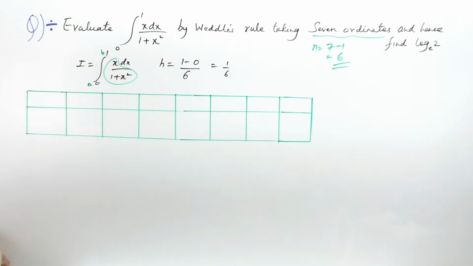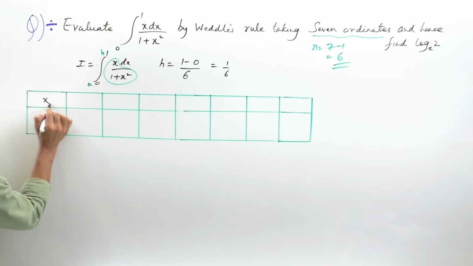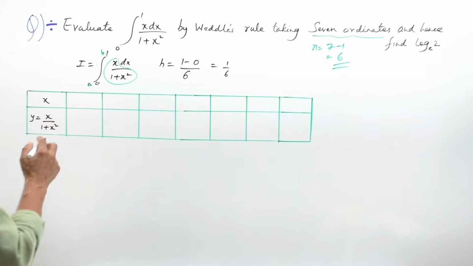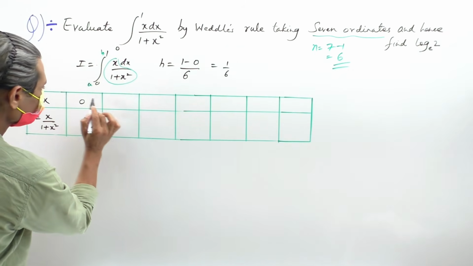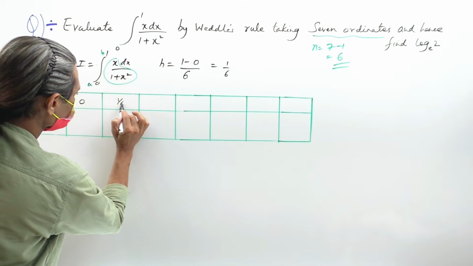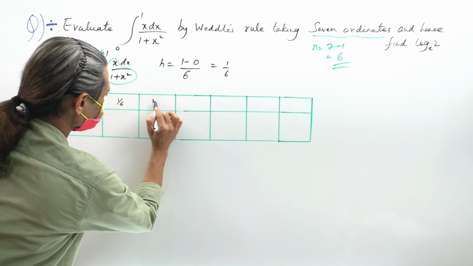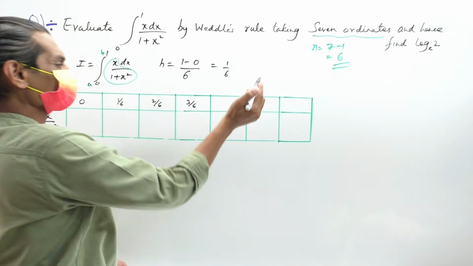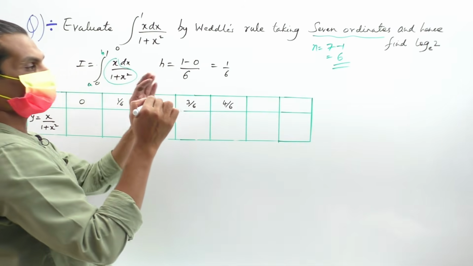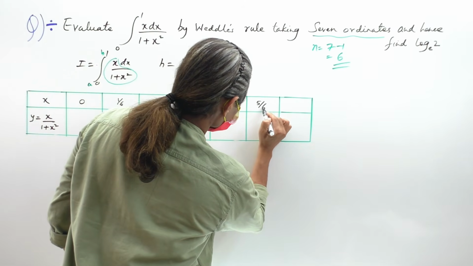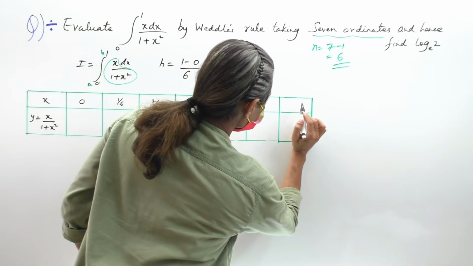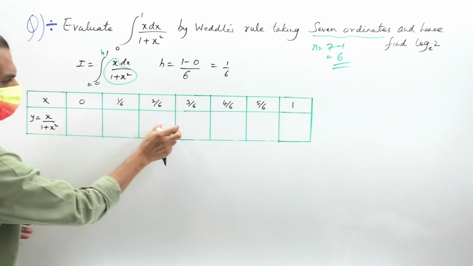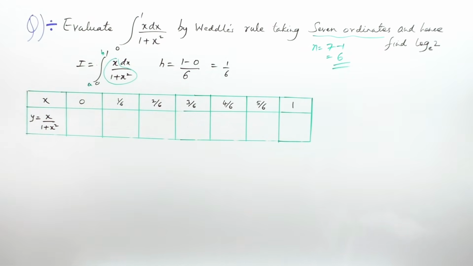Now we make the table here. One column is x, another is y equals x over 1 plus x squared. Now the intervals are 0, then 1/6. 1/6 plus 1/6 is 2 over 6. 2 over 6 plus 1/6 is 3 over 6. 3 over 6 plus 1/6 is 4 over 6. Then 4 over 6 plus 1/6 is 5 over 6. 5/6 plus 1/6 is 6/6, that is 1. So 0 to 1 is divided into 6 equal parts, 1, 2, 3, 4, 5, 6. Each part size is 1/6.